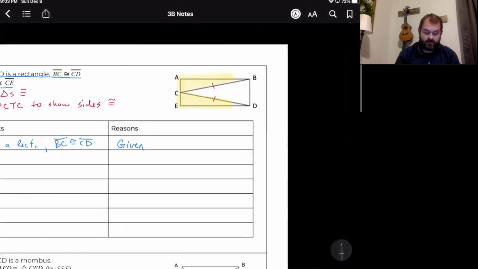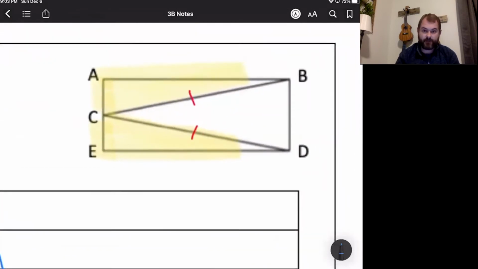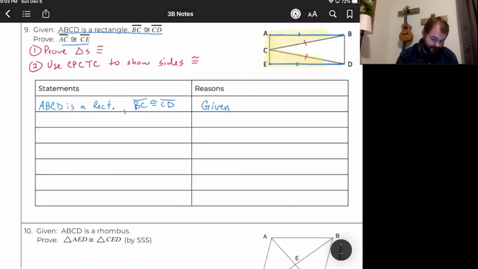But I do know, let me zoom in so we can see this a little better. I've got opposite sides of the rectangle that are sides of these triangles. So those would have to be congruent because opposite sides are congruent. So I'm going to say that next. I can say that AB is congruent to ED, and that's because opposite sides of any parallelogram, including rectangles, are congruent. That gives me another pair of sides.